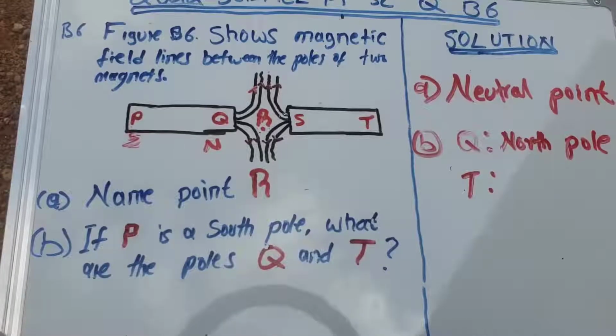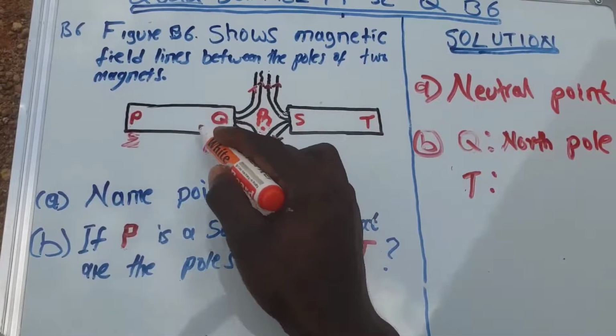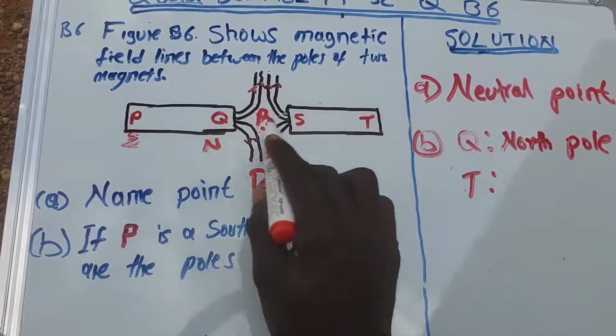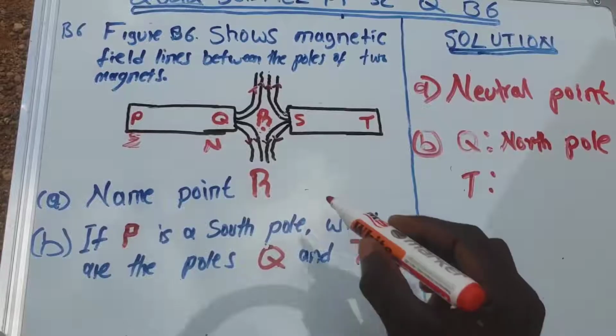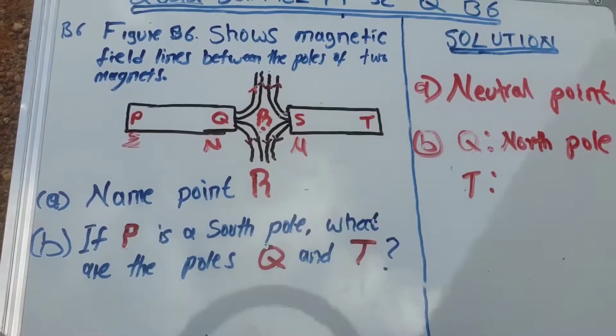If we have a north pole and a south pole, they will attract. Again, if we have a south pole and a south pole, since they are like poles, they are also going to repel each other. So in this case, since Q is a north pole, and according to the diagram the two magnets are repelling each other, it means that end S has to be a north pole, so that this repulsion may occur.